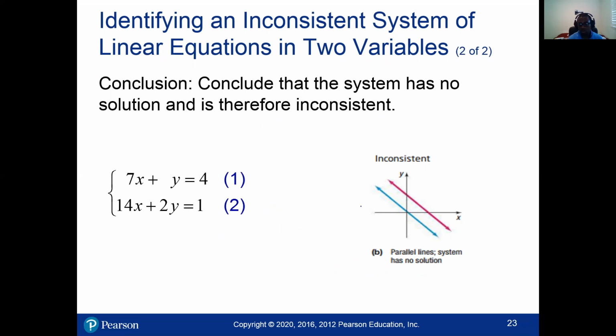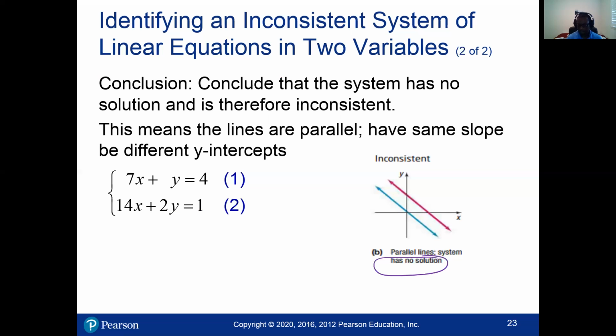Now, when you graph this, as I showed you in the beginning, the two lines will be parallel, and therefore they will never intersect, so there is no solution. Also know that if it's inconsistent, it means the lines are parallel and have the same slope. You can solve for the slope of each, but they have different intercepts. When two lines have the same slope, we say they are parallel. If you graph them, they will not meet, and therefore there is no solution.